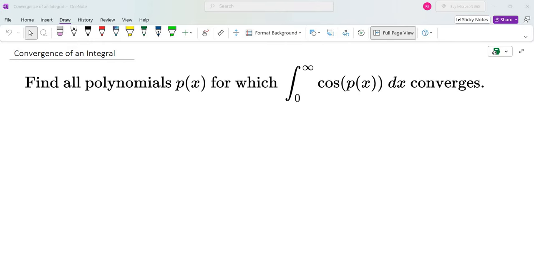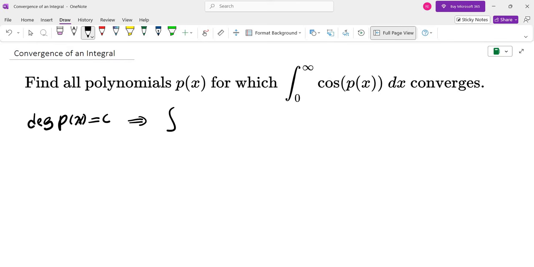In this video, I'm going to go over the convergence of an integral. Find all polynomials p of x for which the integral from 0 to infinity of cosine of p of x dx converges. So we're going to take a look at different possibilities for p of x, and then we'll solve the problem. Let's say p of x is a constant polynomial.